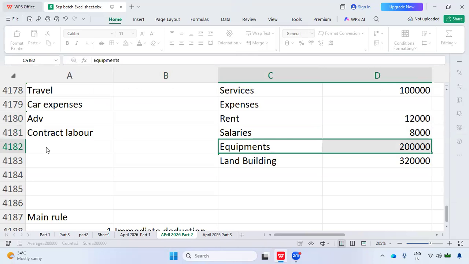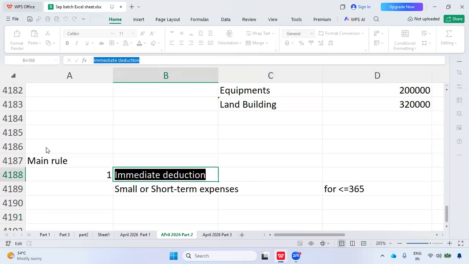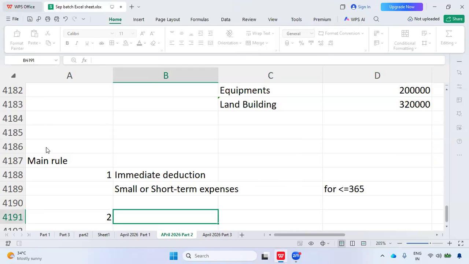Equipment. Is it small? No. Can we claim immediately? This is not for only 1 year. Equipment generally lasts, let's say, 5 years. Can we claim it immediately? No, because it does not fit into category one, which is the immediate deduction cases. If it is not an immediate deduction, then we have to capitalize the expense.